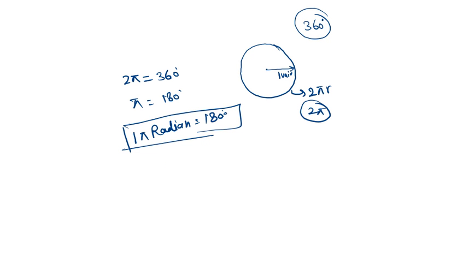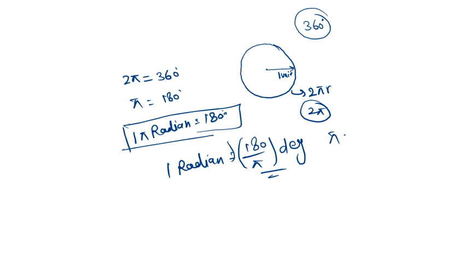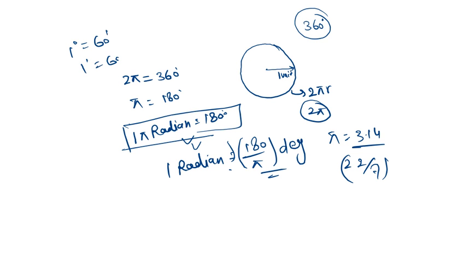So if somebody asks, 1 radian corresponds to 180 divided by pi degrees. So you can convert it. Pi you will take as 3.14, or 22 by 7. Here we can convert radian to degree, and earlier we have seen 1 degree corresponds to 60 minutes and 1 minute corresponds to 60 seconds. Such types of conversion can be asked, and you can solve the questions.